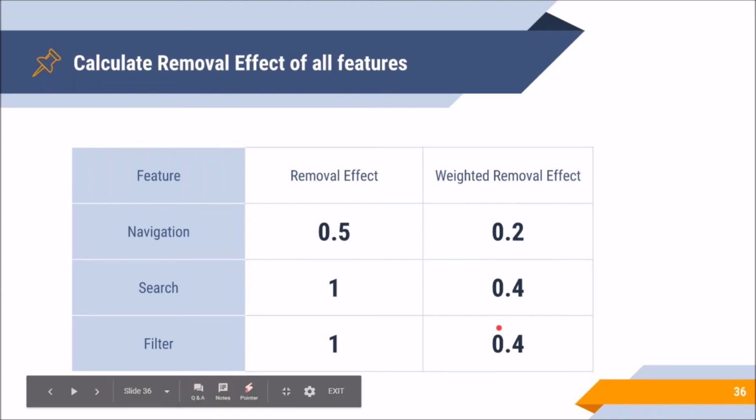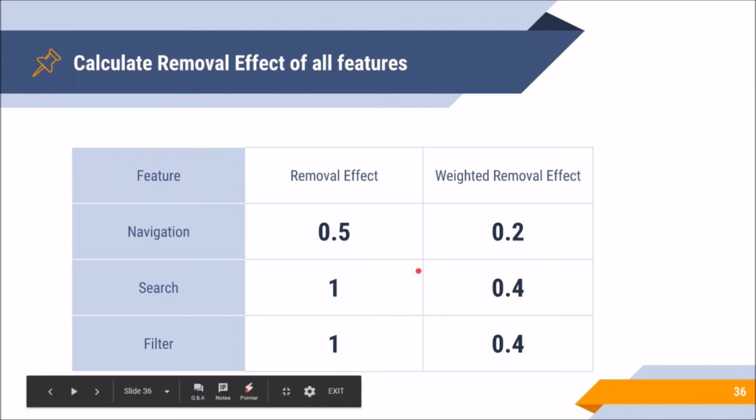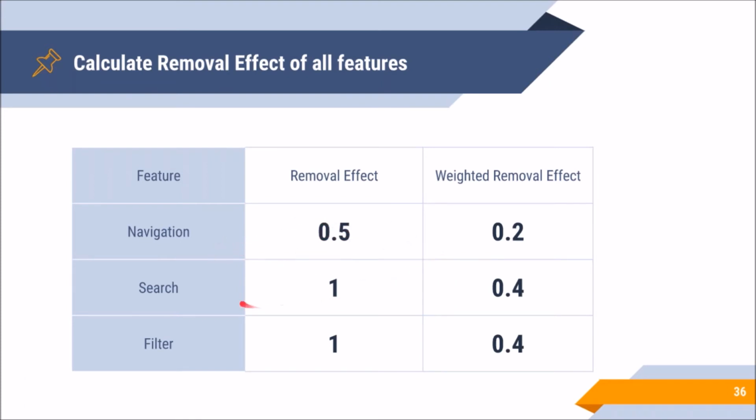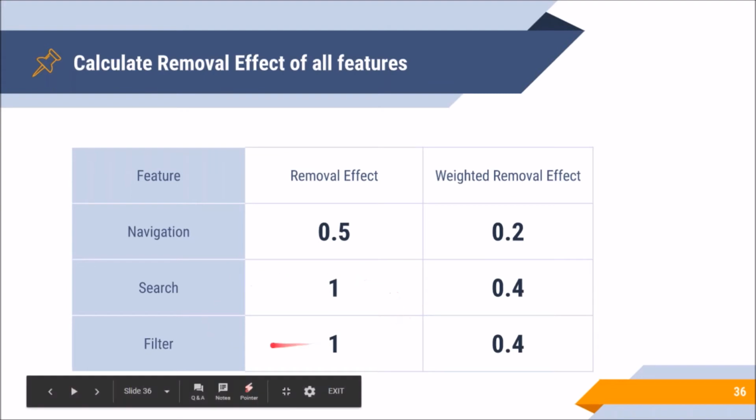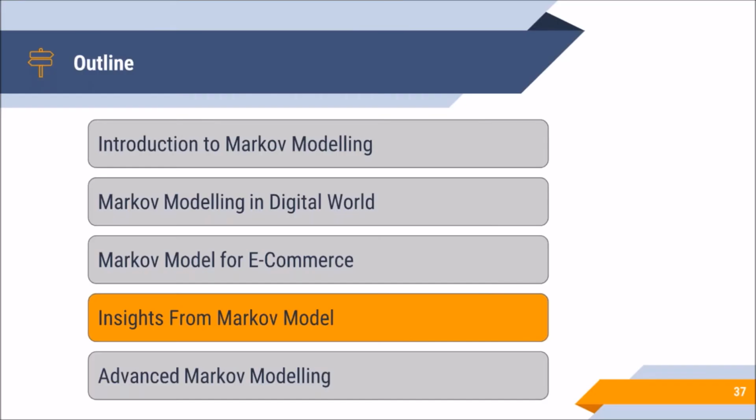So now this probability does sum to 1, and this is how we calculate the weighted removal effect. This is how we can attribute our transactions to various features. So 0.2 is attributed, so 20% of our transactions are attributed to navigation, 40% to search, and 40% to filter.